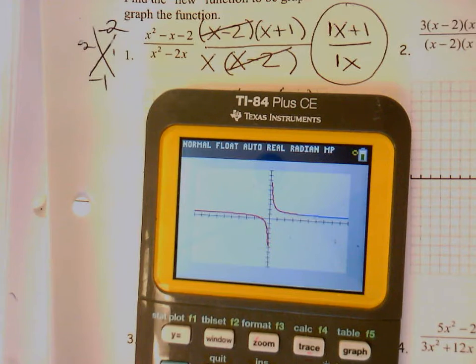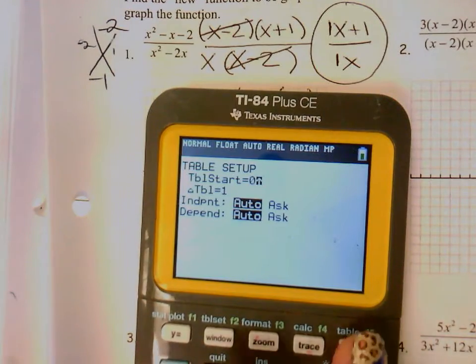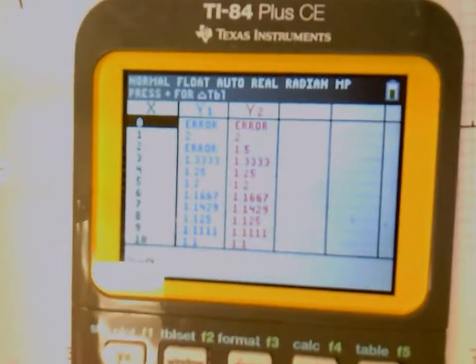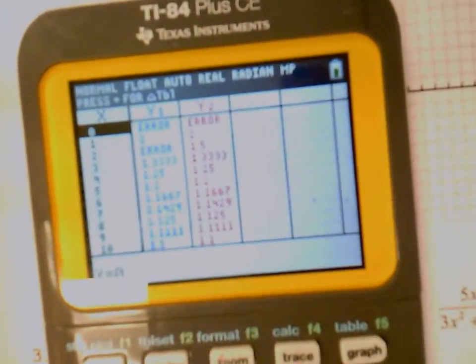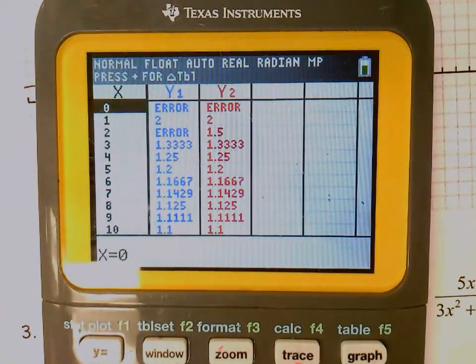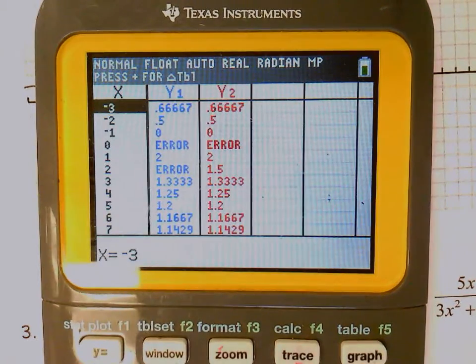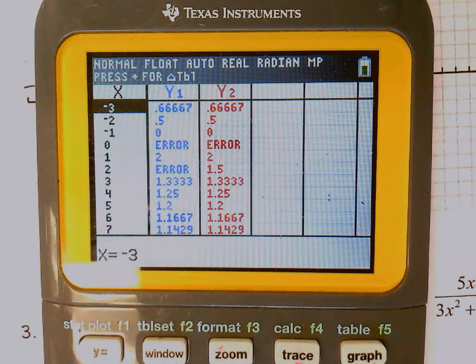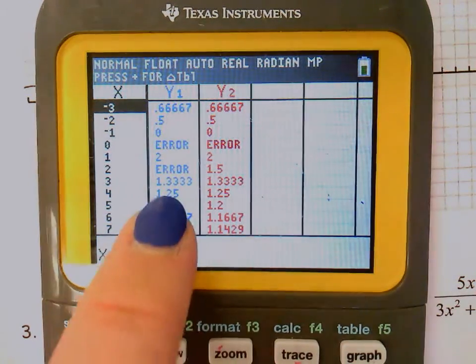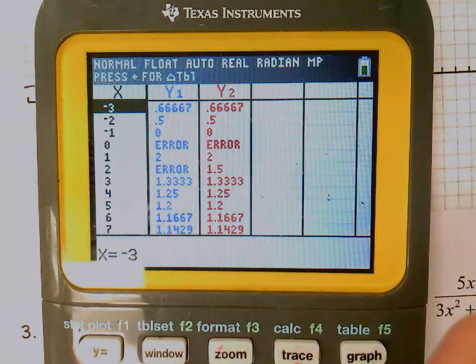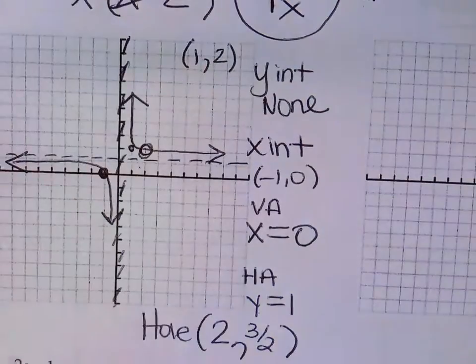The only difference, because it's hard to see a hole, is if I go into my table. What's the difference in my table? Look, the table's exactly the same, except at 2. So at 2, we have a hole, and on the other graph, we have a coordinate 2, 1.5. So the only difference between the two is the hole at that one point. Everything else is exactly the same. So you're just going to miss that if you don't factor at the beginning.